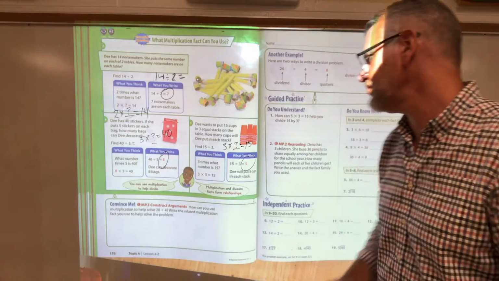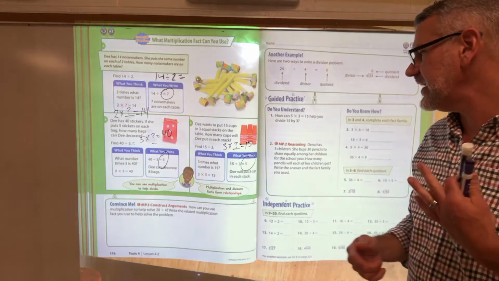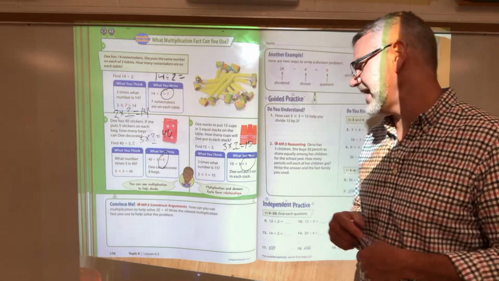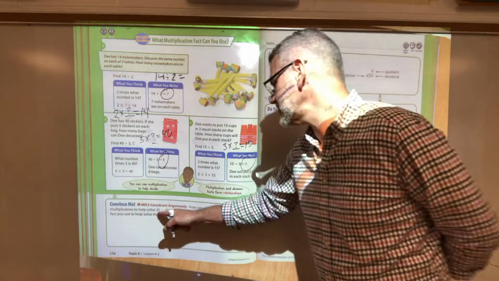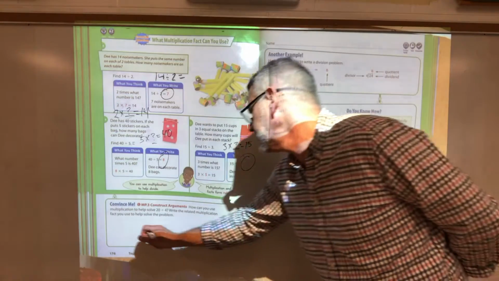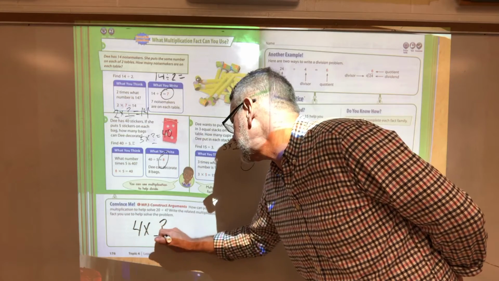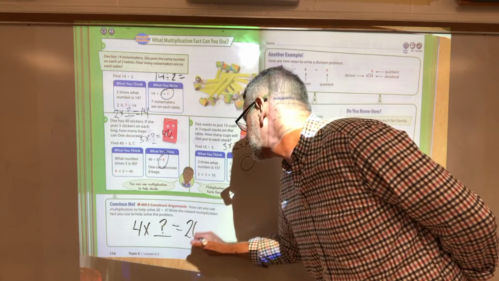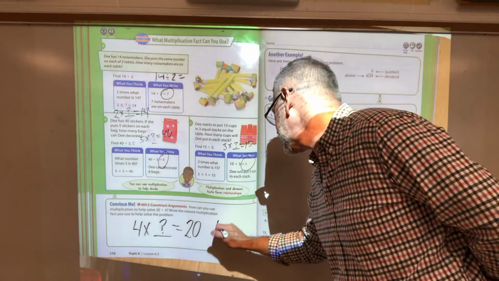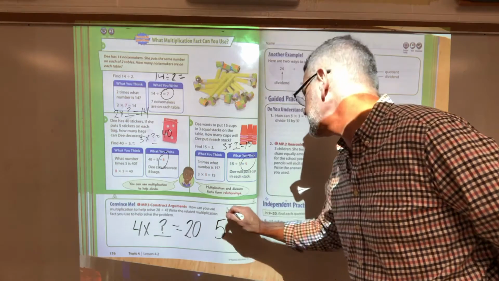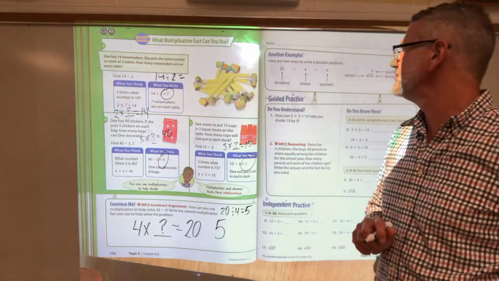All right, how can you use multiplication to help solve 20 divided by 4? Write the related multiplication fact you use to help solve this problem. Well, what we're going to do is take this fact and do what we did here. So instead of 20 divided by 4, we're going to think 4 times what equals 20. And hopefully you can remember that that is 5. So 20 divided by 4 equals 5.